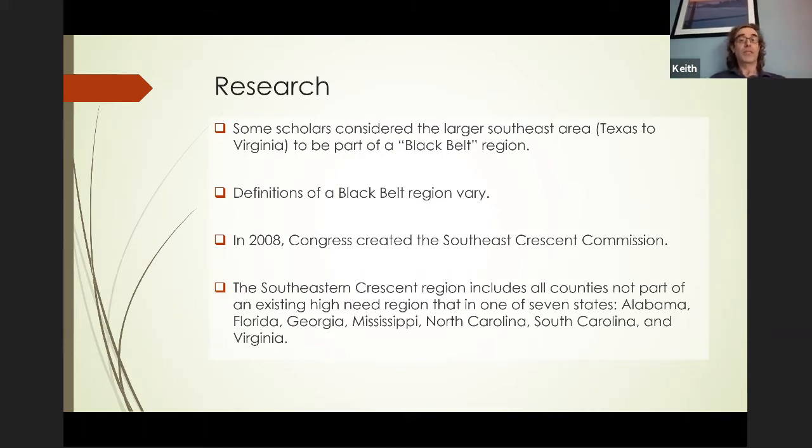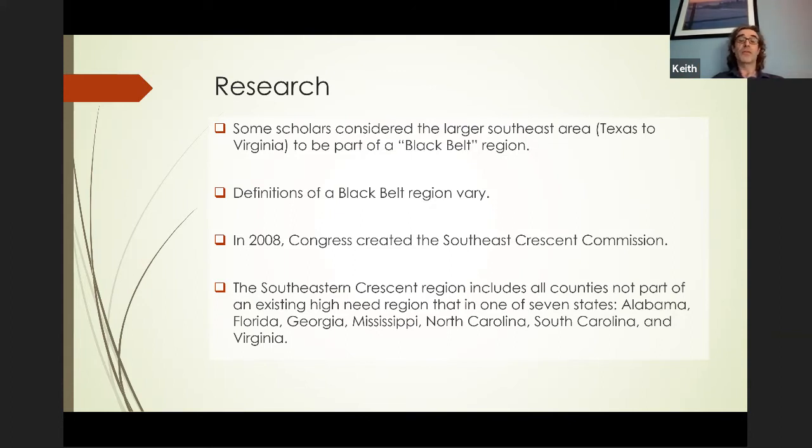But the definition does vary a lot. There are some definitions that are more geology-based, based on the ground, and some that only consider the Delta to be in Alabama and Mississippi. But most of the research, like by Wimberly and Morris, ultimately led to Congress creating, in 2008, what they called the Southeast Crescent Commission. This commission, kind of similar to the Appalachian Regional Commission or the Lower Mississippi Delta Commission, is set up to define an area and work on resources for that area.